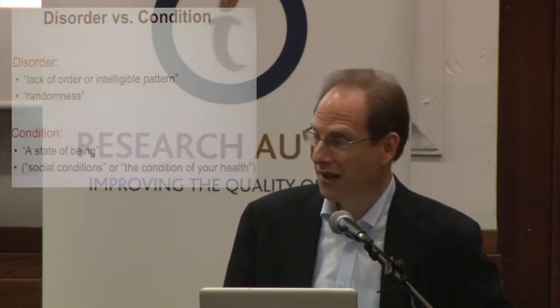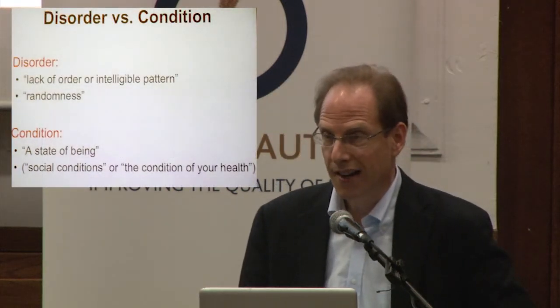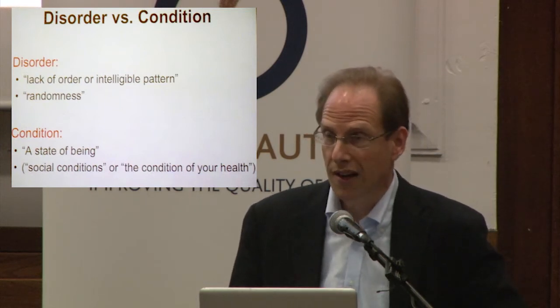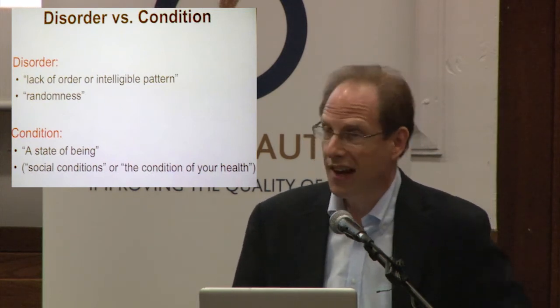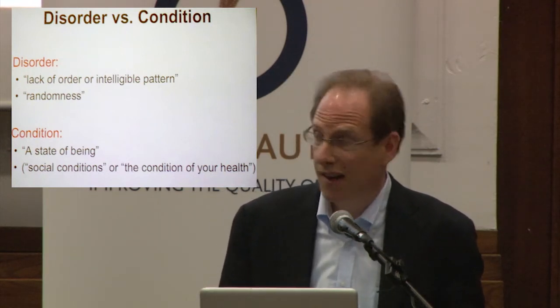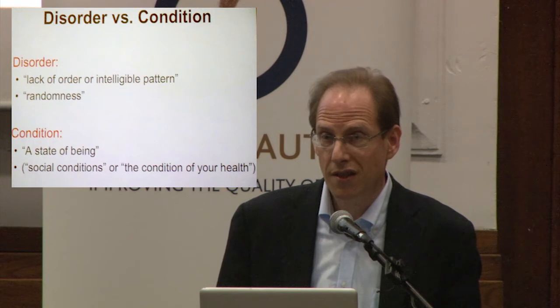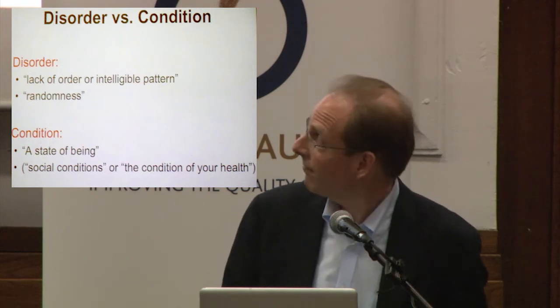So let's talk about this question of disorder versus condition. I'm starting with definitions. How do we define disorder? How do we define condition? So if you just look at the dictionary definition of the word disorder, it means lack of order, or lack of any intelligible pattern. And in mathematics and physics, disorder also has a very specific meaning: randomness. So is this really the kind of term that we want to use to describe people with autism?